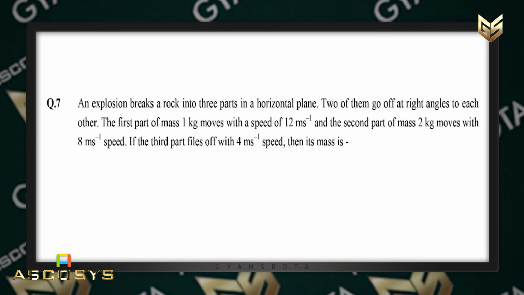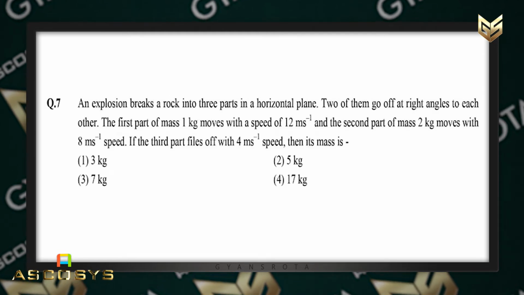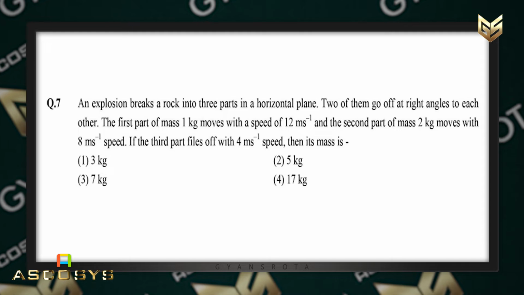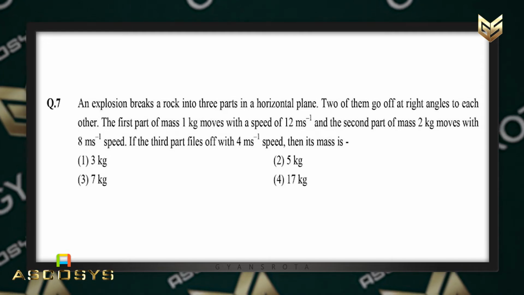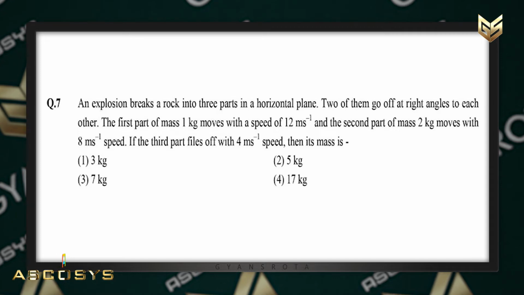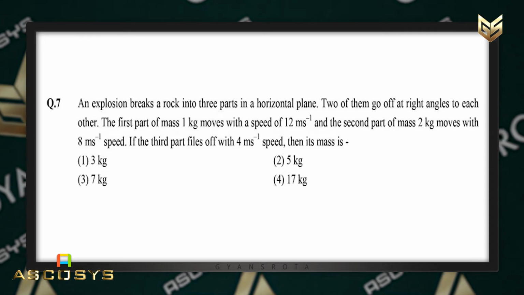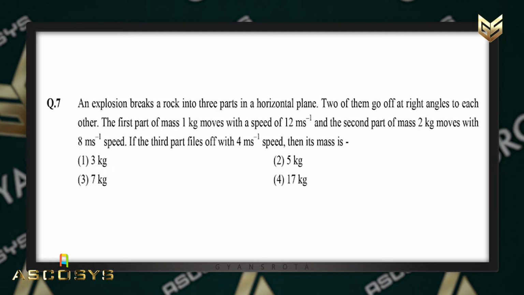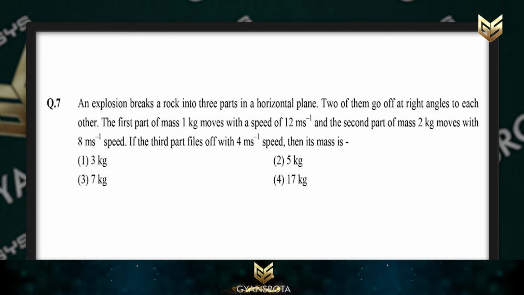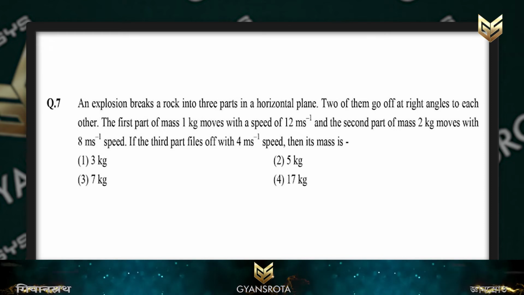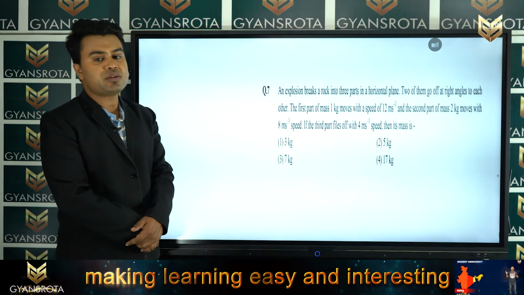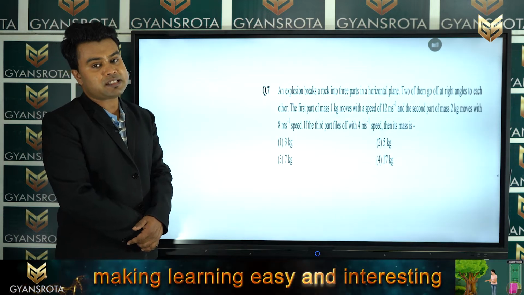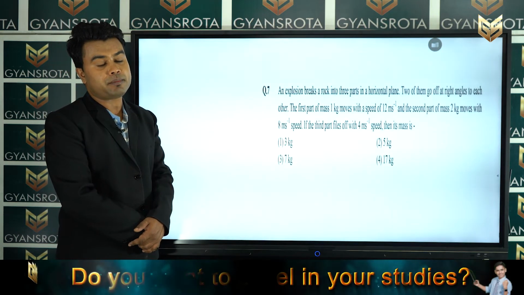An explosion breaks a rock into 3 parts in a horizontal plane. 2 of them go off at right angles to each other. The first part of mass 1 kg moves with a speed of 12 meter per second, and the second part of mass 2 kg moves with a velocity of 8 meter per second, and if the third part flies off with 4 meter per second, then its mass is? So you have to calculate the mass of the third part. So we will use here the concept of conservation of momentum.